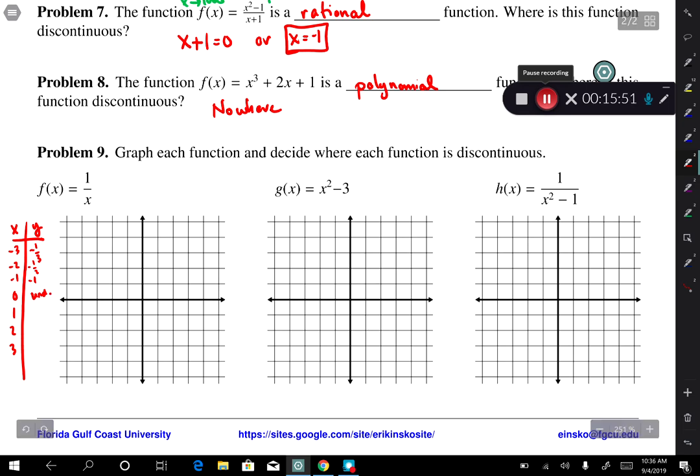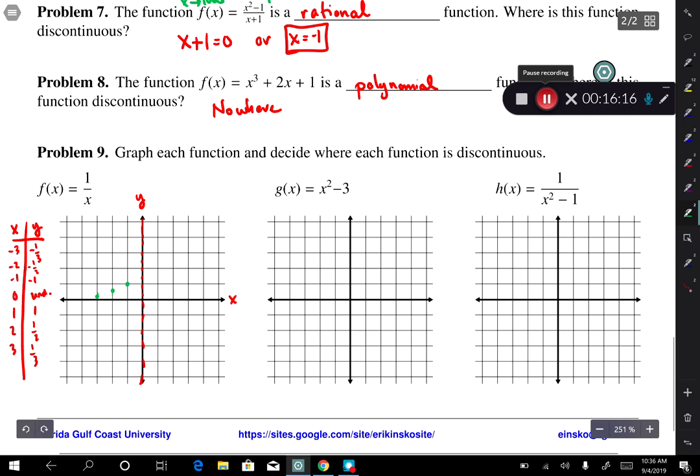Undefined, that's a vertical asymptote, so that tells me that this graph is going to have a vertical asymptote at x equals 0. And then what else? Well, if you plug in 1, you'll get 1. If you plug in 2, you'll get 1/2. And if you plug in 3, you'll get 1/3. Okay, so now we have a pretty good idea of what this function looks like. We know that at -3, it's -1/3. And then at -2, it's -1/2, which would be right about there.